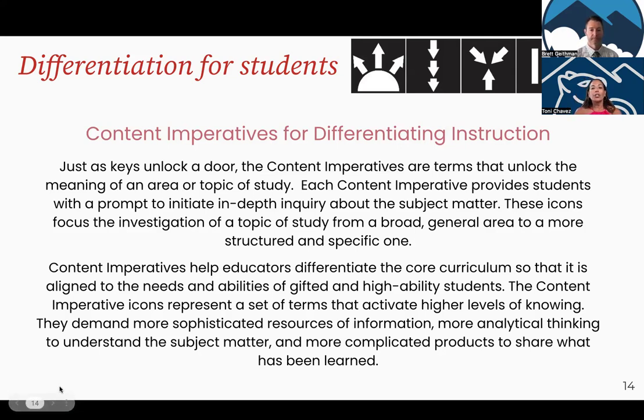It does call for a more sophisticated resource of information, more analytical thinking to understand the subject matter. And in some cases, you may see these paired with the other depth and complexity icons to have students thinking in multiple ways, using the content imperatives with depth and complexity icons to really push their thinking.